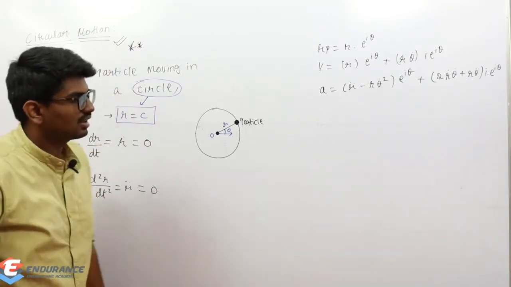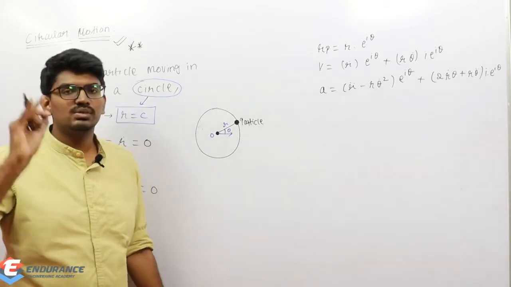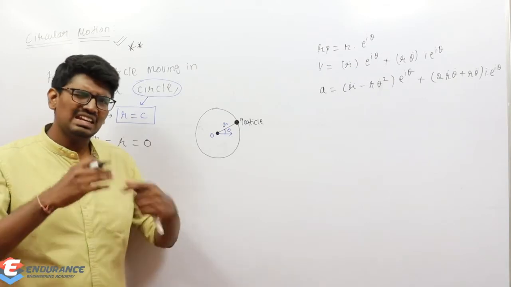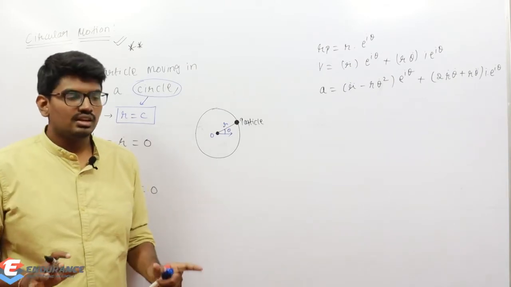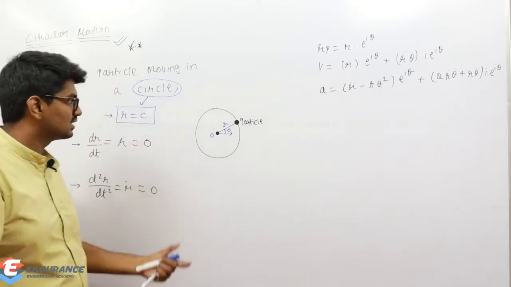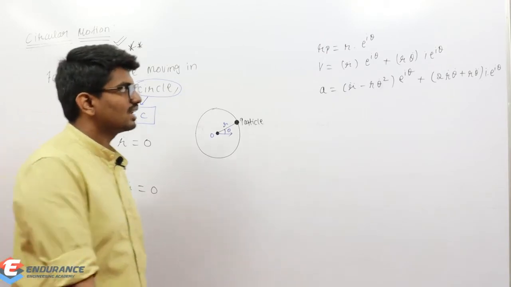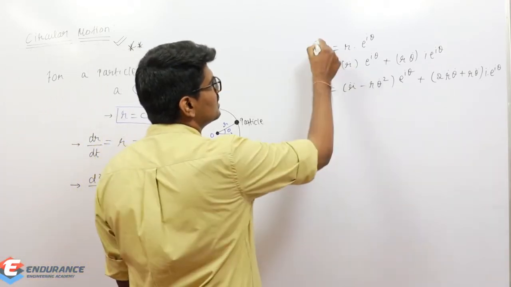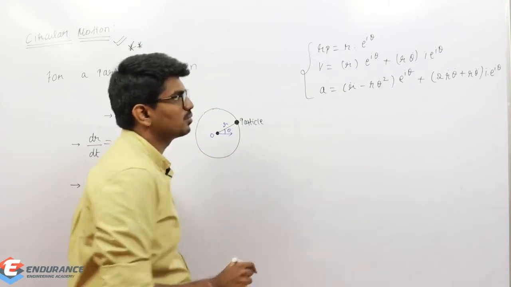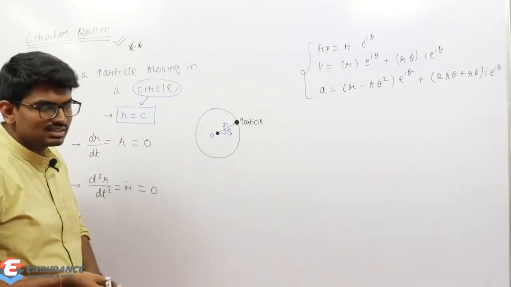So wherever a particle moves in a circle, r dot will be 0 and r double dot will be 0, for any circular motion. It is not necessary that there be any other condition. One and only condition is that the particle has to move in a circle. As we know, we already derived 3 equations, the general equations of polar coordinates: one is the position vector, another is the velocity vector, and another is the acceleration vector.